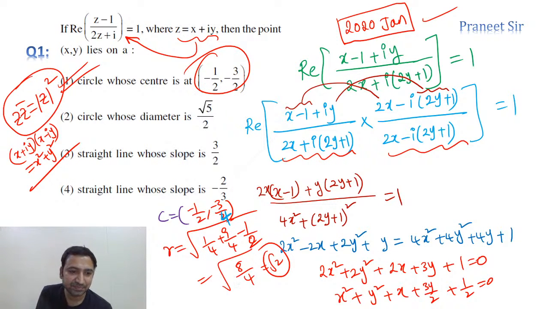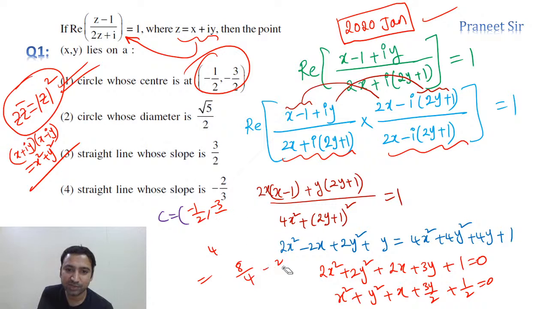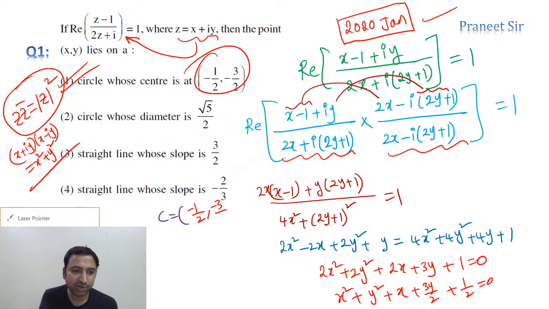Okay. Let's do it again. Something has happened to me today. All mistakes I'm doing. Let's do it again, guys. Center is how much we got, guys? Center we are getting minus 3 by 4. 1 by 2 comma minus 3 by 4. So first option cannot be the answer.